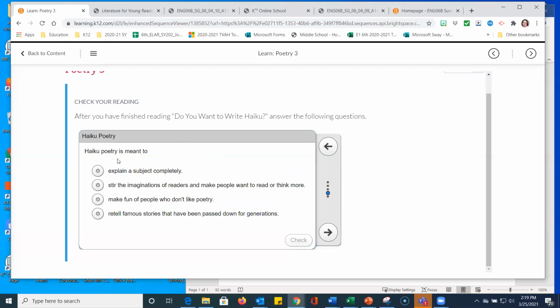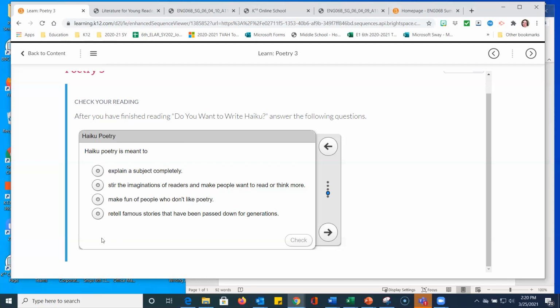Question number 4. Haiku poetry is meant to A, explain a subject completely, B, stir the imaginations of readers and make people want to read or think more, C, make fun of people who don't like poetry, D, retell famous stories that have been passed down for generations.